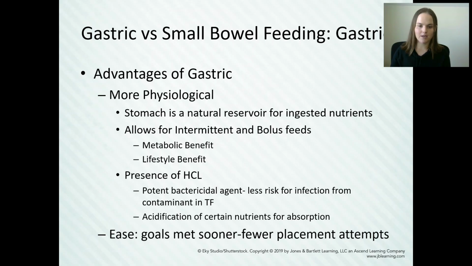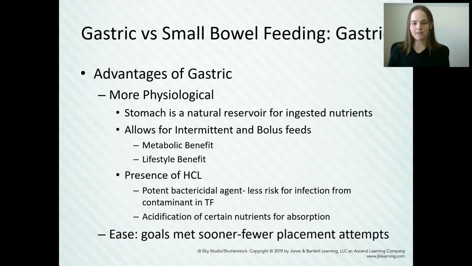And then of course HCl also helps with nutrient absorption, so it's a little bit more natural feeding into the stomach. And then it also gives us that greater flexibility for intermittent and bolus feeds, so it allows that larger volume that might be beneficial for a patient who's going to be on a tube feed long term. And then it also is just a little bit more natural from a metabolic standpoint.